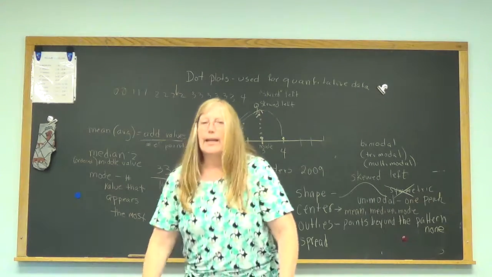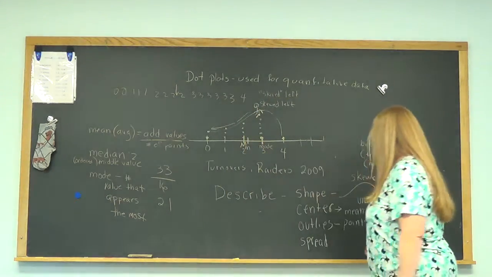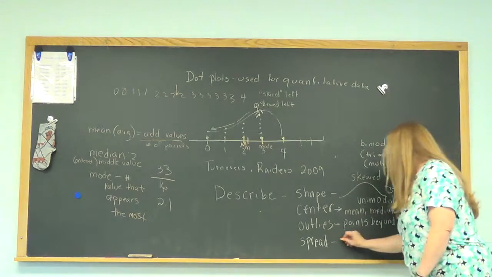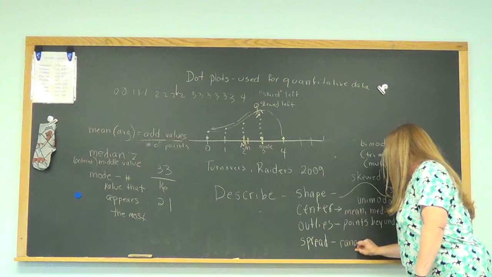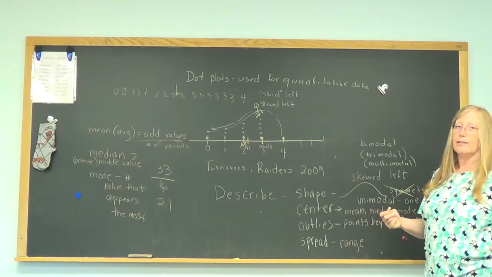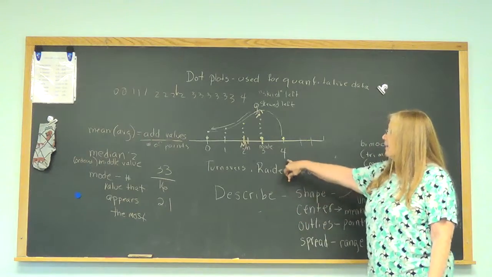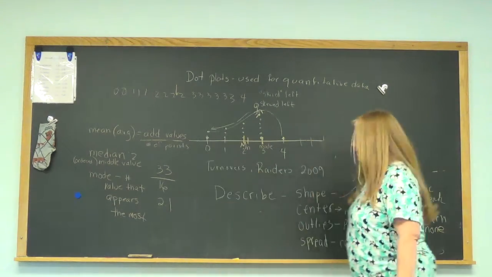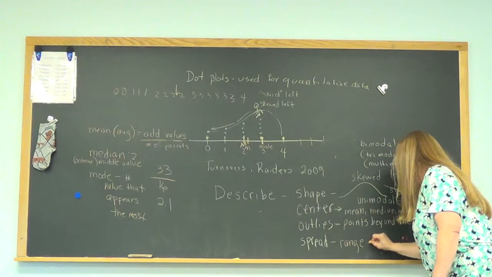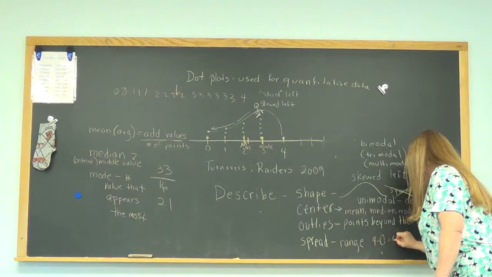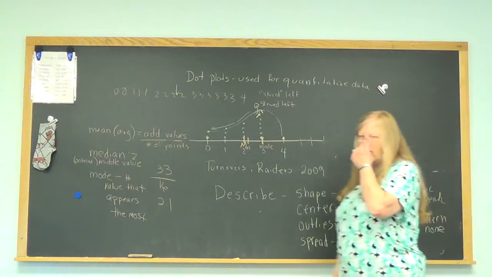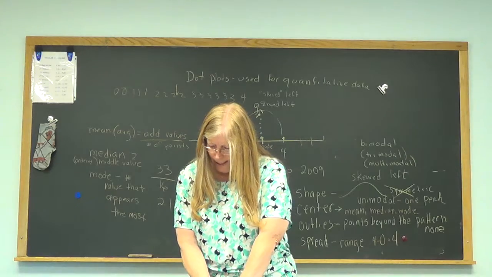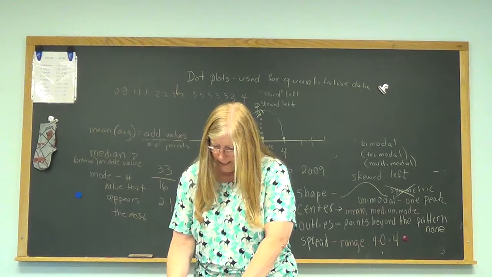Now we're at spread. Spread will become more meaningful later in the course, but for now, I just want to know how spread out it is. In other words, what's the range? So I want to go the highest number minus the lowest number. The highest number that appeared was a 4, the lowest number that appeared was a 0. So the range is, in this case, 4. And that's really all I can think about for spread right now. That will take on a lot more meaning later, but that's good enough for now.